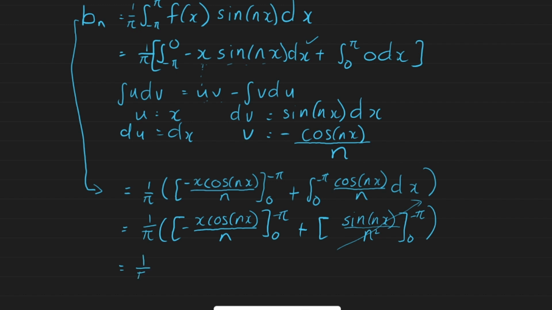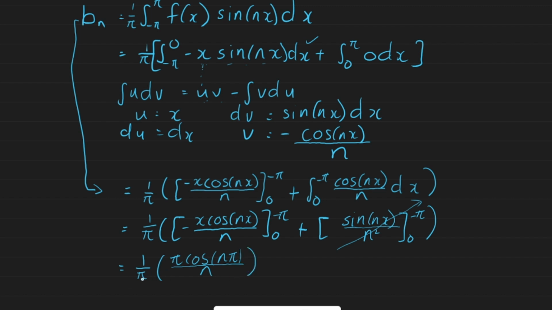So we have 1 over pi, and now we do our substitutions. We can substitute in a minus, and a minus is going to give us a plus. So we're going to have pi times cos n pi divided by n. And then we're going to have 0. So if we just substitute in 0 here in place of x, we're just going to get 0. So there isn't going to be any term there.